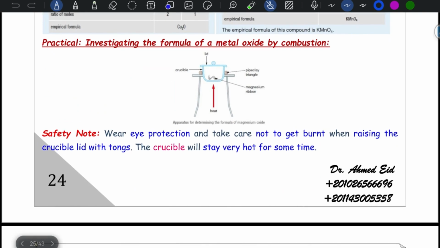In this part, we will talk about several practical experiments investigating the formula of a metal oxide by combustion, just by burning. We use magnesium ribbon. We just heat it in a crucible with a lid. He may ask you to give one safety precaution: wear eye protection, take care not to get burned. When raising the crucible lid, use tongs. The crucible will stay very hot for some time.